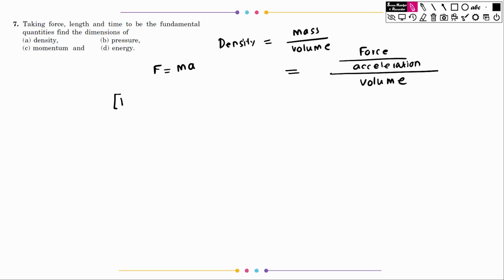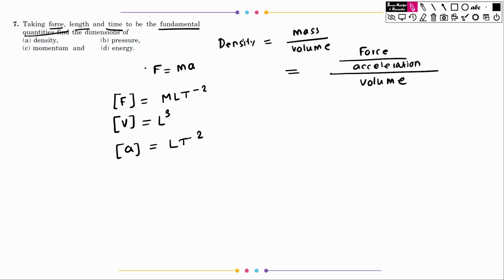First comes the force. We know the dimension of force is MLT to the power minus 2. Then comes volume. Dimension of volume is L cube. Then comes acceleration. Acceleration is LT to the power minus 2. But closely look at the problem. It is telling we have to take force, length, and time as the fundamental quantities. Therefore, instead of writing force as MLT to the power minus 2, we'll directly take F.